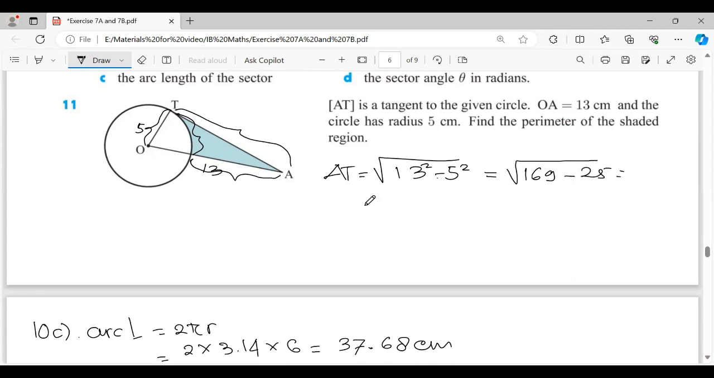Was as well. This 144, 12. Yeah. So AT equals 12. This is 12. Yeah. Right. I'm going to find from this point. Okay.